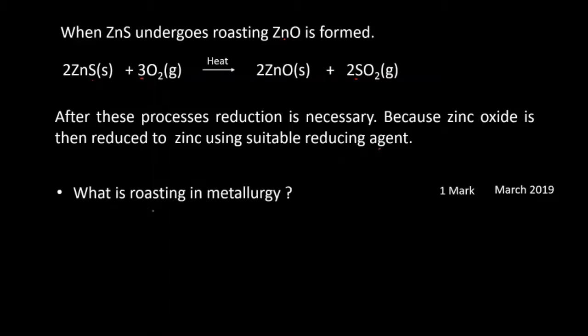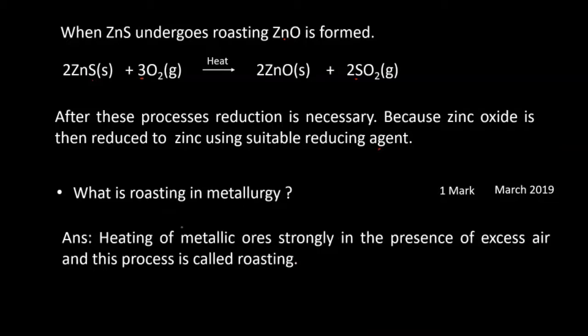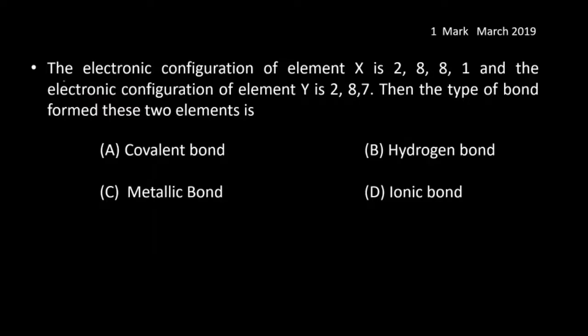Next question is, what is roasting in metallurgy? Answer is, heating of a metallic ores strongly in the presence of excess air, and this process is called roasting. Next question is multiple choice question. The electronic configuration of element X is 2, 8, 8, 1 and the electronic configuration of element Y is 2, 8, 7. Then the type of bond formed between these two elements is, in these 4 options, option D, ionic bond, is the correct answer.